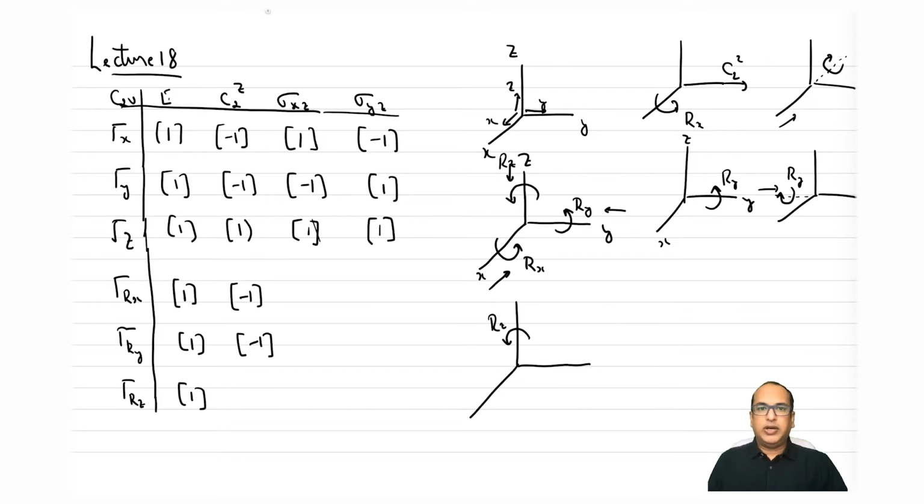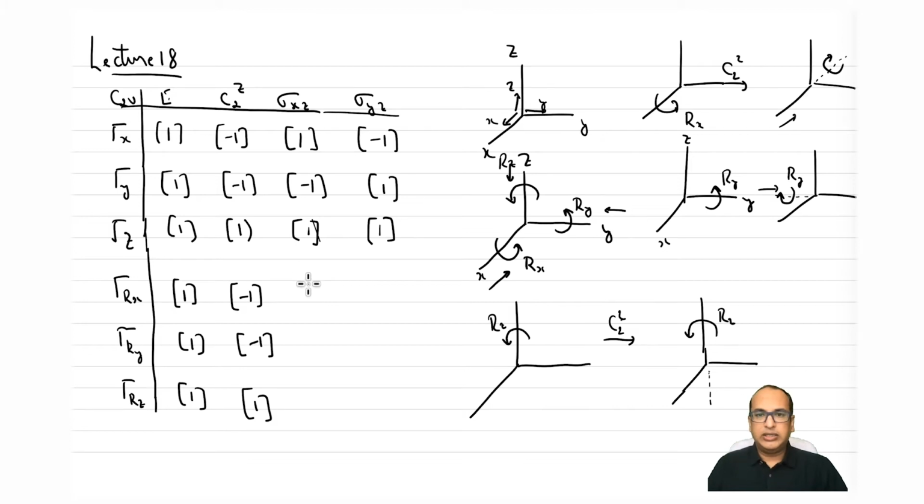Okay, so now again if I do a C2Z on this, what do I get? What I get is no change, right? Because this axis is collinear with the Z axis, C2Z will not change anything and RZ will remain as RZ, so the character will be 1 or the matrix will be 1. Okay, so that should clarify.